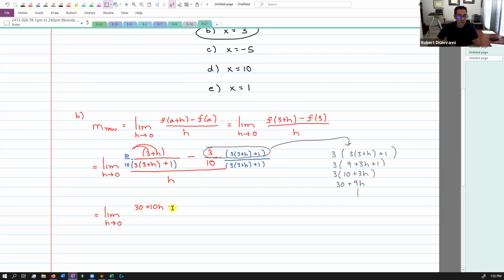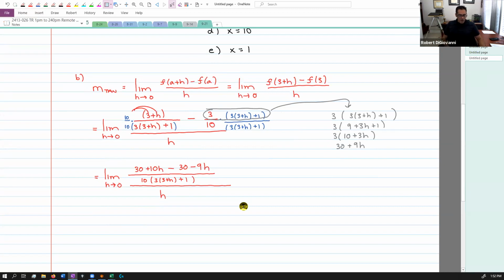But I have to subtract it, don't I? Subtract everything here. So that means I'm going to have minus 30 minus 9h. Any questions on where this comes from? Do not forget, this is all over the common denominator, which is 10 times 3 plus h plus 1. All of that is divided by h. Don't forget the h from the whole formula, right?